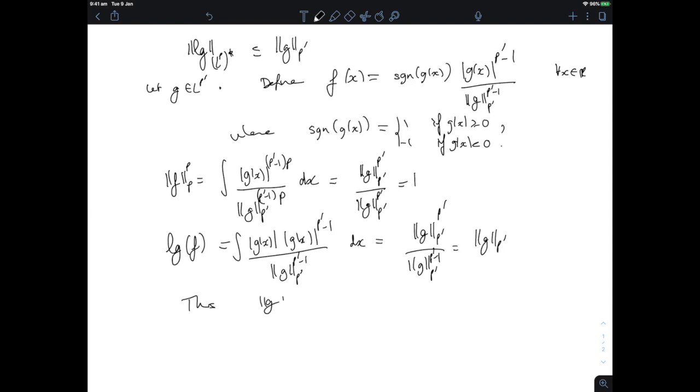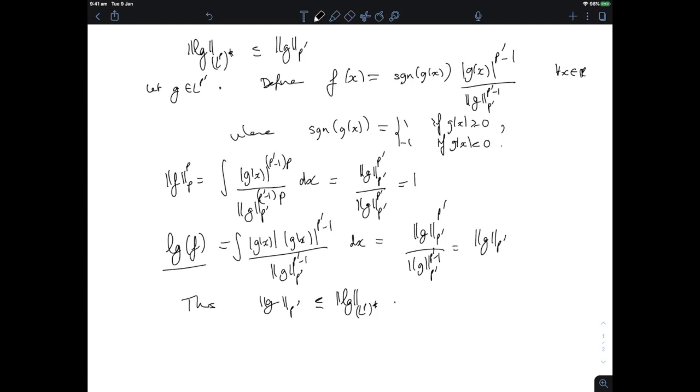So what do I get? I get that the L^p prime norm of g is certainly smaller than the supremum of all L_g of f when f has norm 1, because it's equal to L_g of f for a specific choice of f that has norm 1. Okay, and that concludes step 1 of the proof.